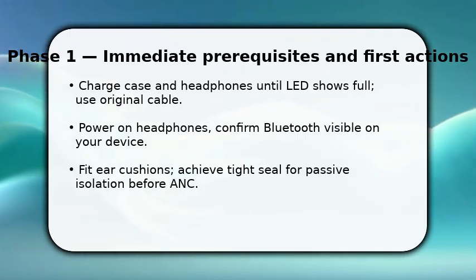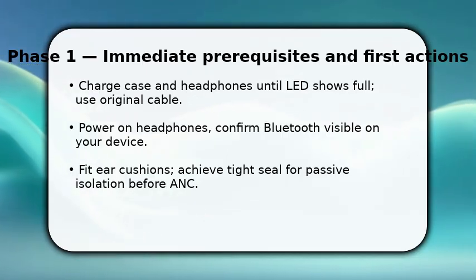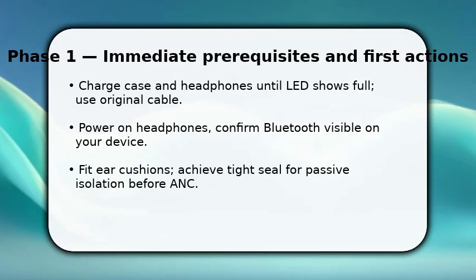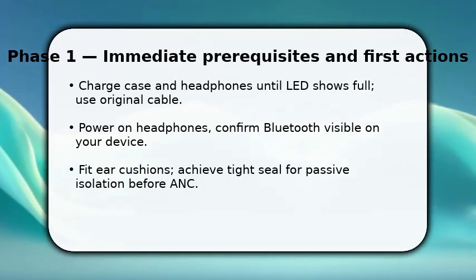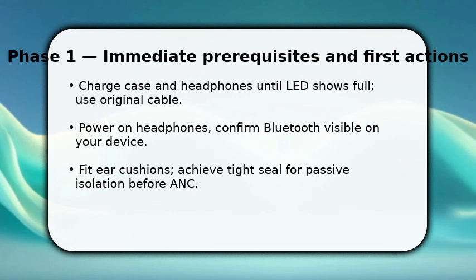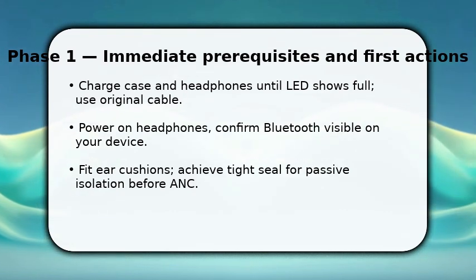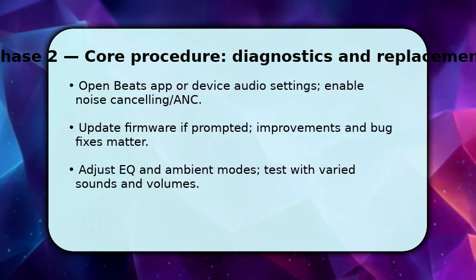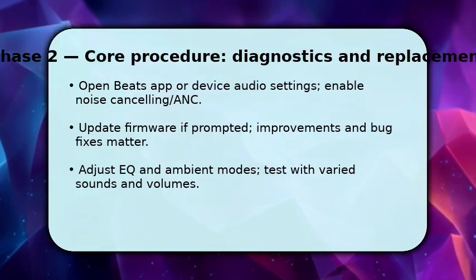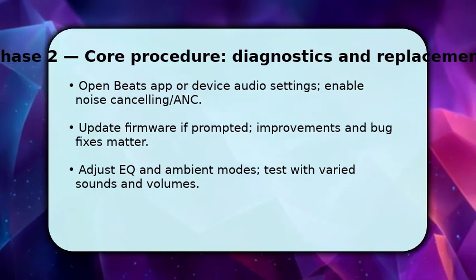You then adjust cushions and ear position to create a tight seal. This passive isolation greatly improves ANC effectiveness. While you do that, open the Beats or device audio settings so you can toggle noise canceling and monitor changes in real time. Once paired, enable ANC in the Beats app or your device audio menu and listen for the immediate reduction in background noise.